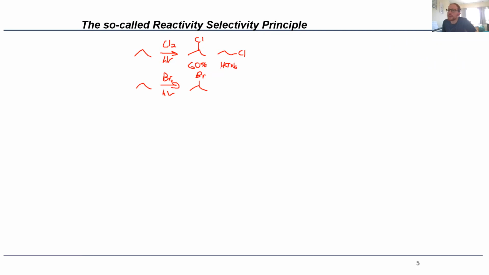And so we'll recognize that these products come from these corresponding alkyl radicals, right? Either this alkyl radical or the primary alkyl radical. And like we said before, the secondary alkyl radical is more stable than the primary alkyl radical. So why is it that we see some amount of primary CH chlorination?